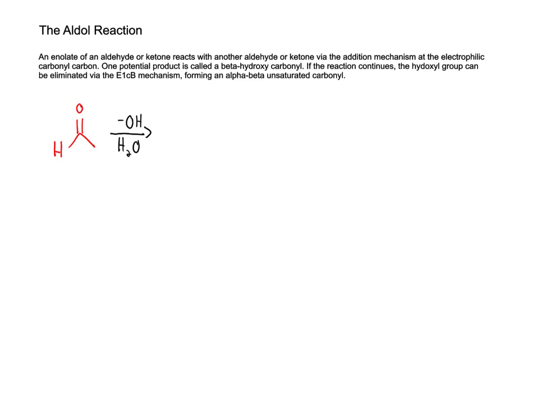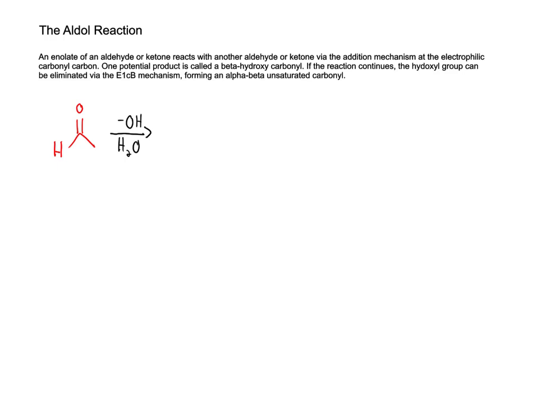The aldol reaction. The aldol reaction occurs when an enolate of an aldehyde or ketone reacts with another aldehyde or ketone via the addition mechanism at the electrophilic carbonyl carbon. As you'll see, one potential product of this reaction is called a beta-hydroxycarbonyl.